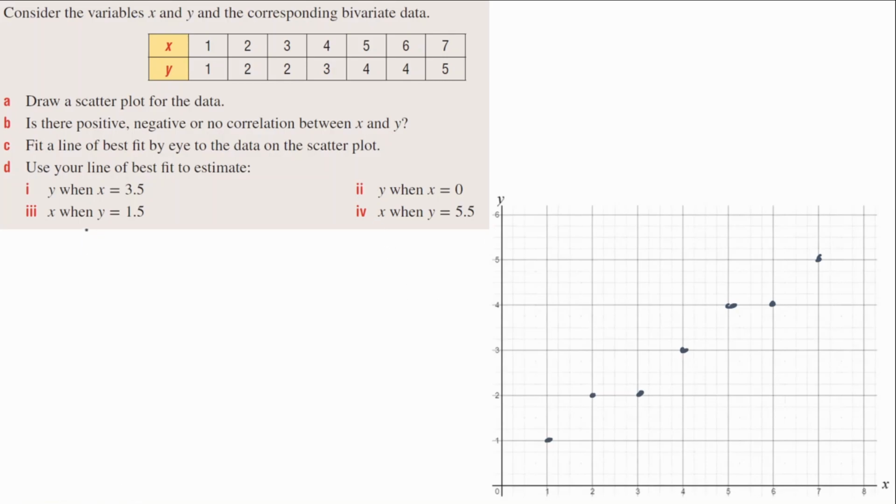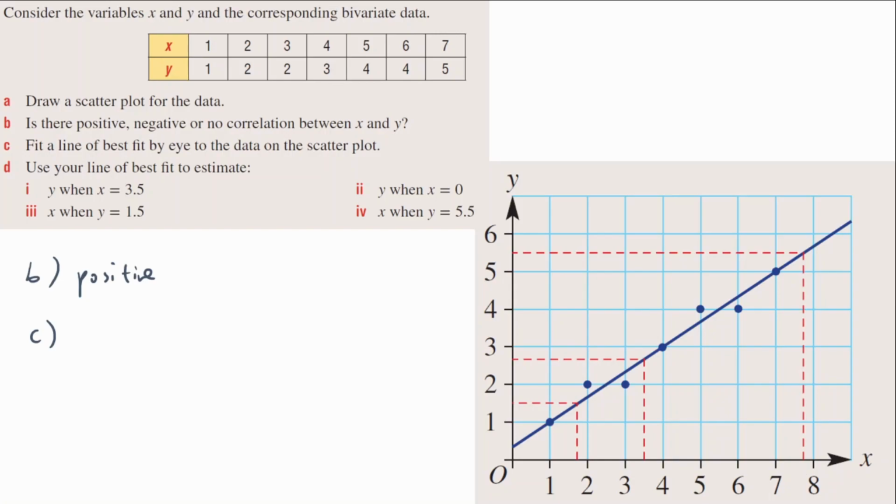Question B says, is there positive, negative, or no correlation between X and Y? I'd say that's positive. That looks like a straight line. And it's going up from left to right. So question B will be positive. Now question C, fit a line of best fit by eye to the data on the scatter plot. So once again, just get a ruler and draw a line that's about halfway in between each of those points. And that is just a nicer version of the line to look at.